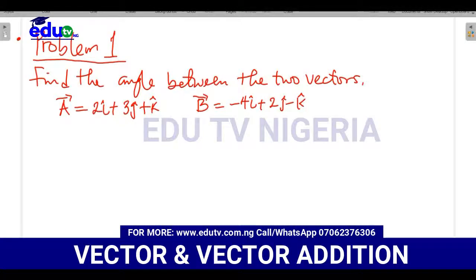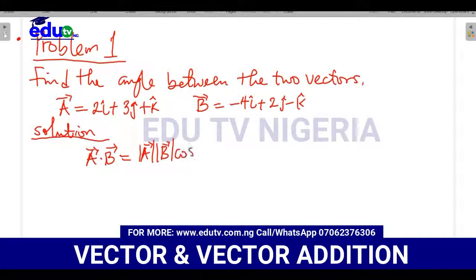In this question, it looks hard but it's simple, and it uses what we've done so far under the product of vectors, the scalar products. Solution: now let's write the formula out. Vector A dot vector B will give us the product of the magnitude of vector A and the magnitude of vector B cos theta. The theta is the angle between them. Don't forget that the scalar product is the same thing, we can also call it the dot product.